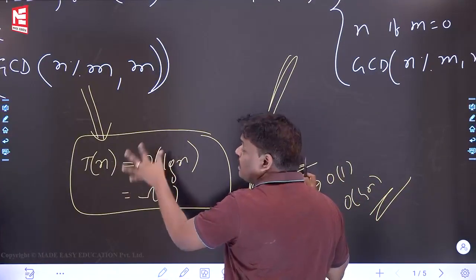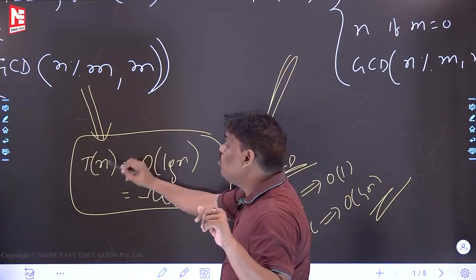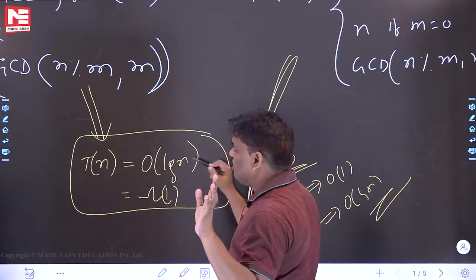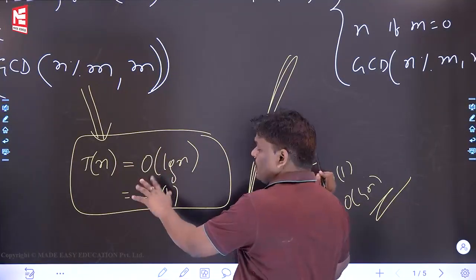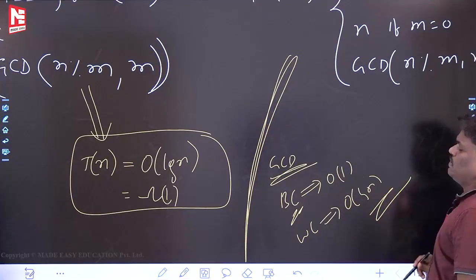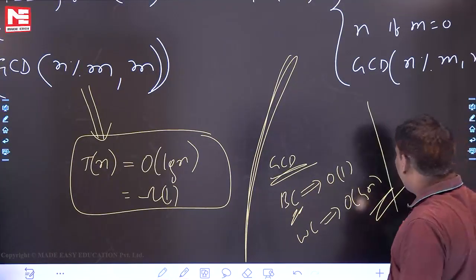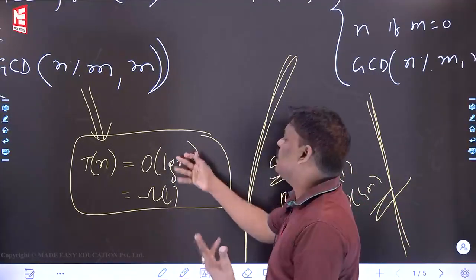GCD time complexity, technical way: Tn cannot go more than log n. Equal to log n is also okay, but more than log n, no chance. Tn minimum is 1. It is the same thing you are saying here: best case is this, worst case is this. That is the normal way of saying it. The technical way is like this. Please be careful and try to follow the technical way.